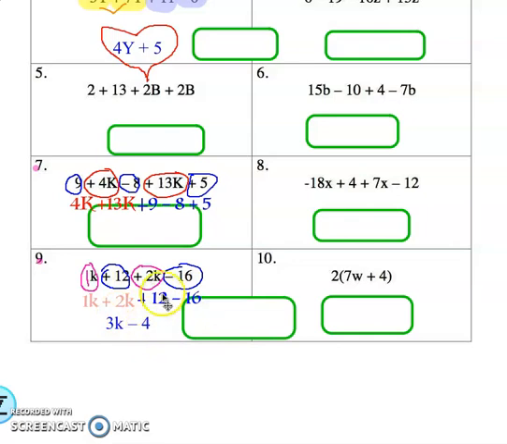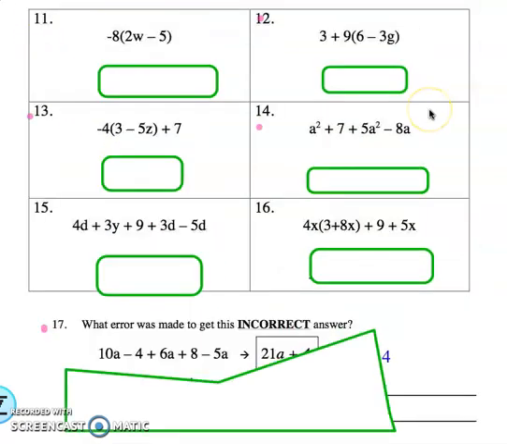12 minus 16 is negative 4. When I type it, I write minus 4. On the second page, we're going to skip to distribution. I'm going to start with number 12.